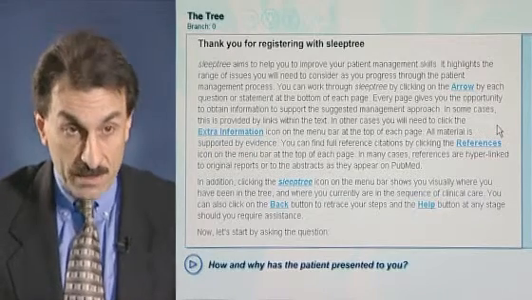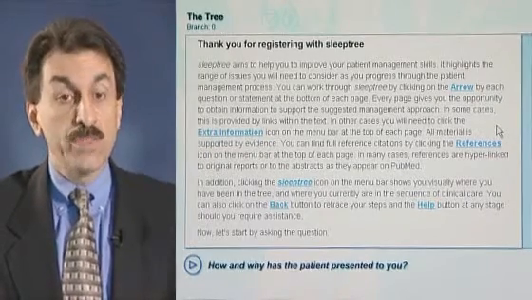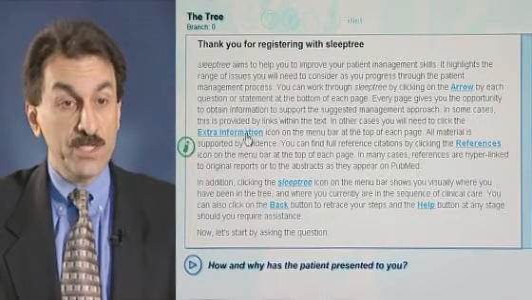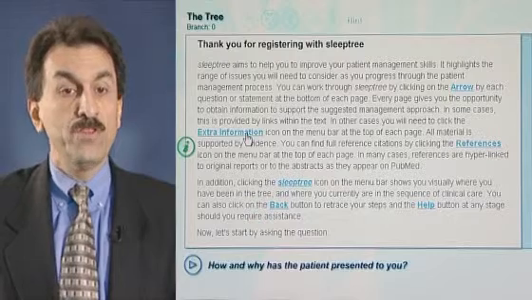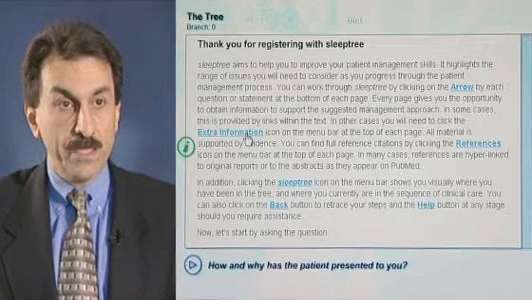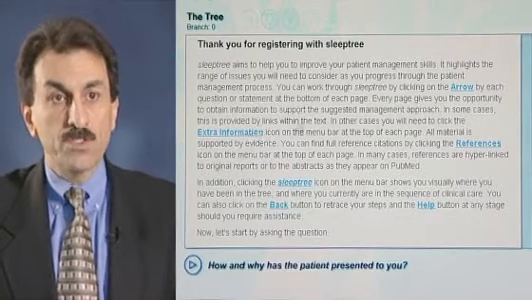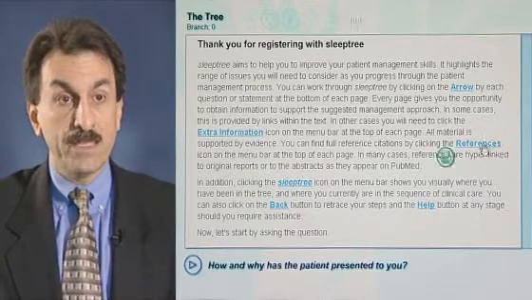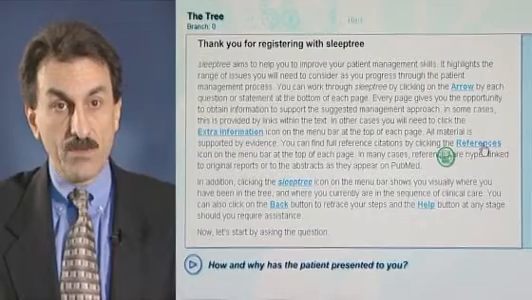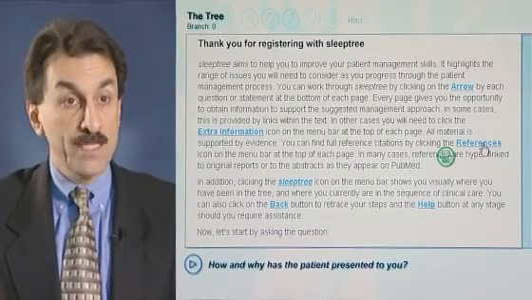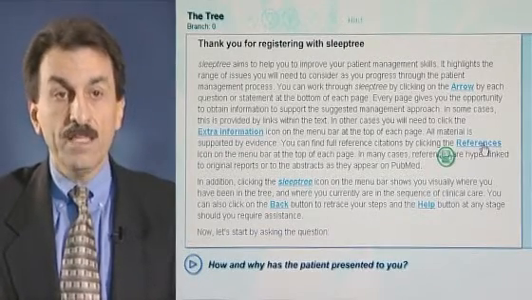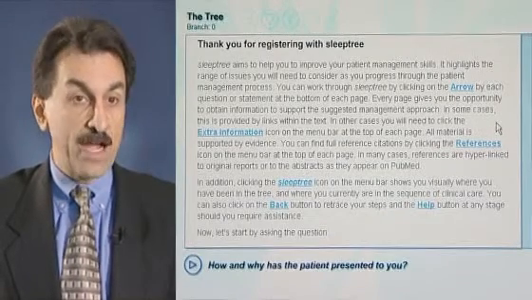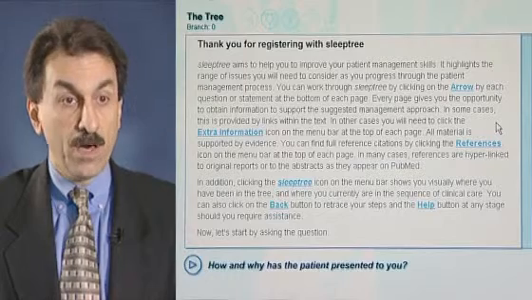Now, in some cases, this is provided by links within the text. In other cases, you will need to click the extra information icon on the menu bar at the top of each page. All material is supported by evidence. You can find full reference citations by clicking the references icon on the menu bar at the top of each page. In many cases, references are hyperlinked to the original reports or to the abstracts as they appear on PubMed.